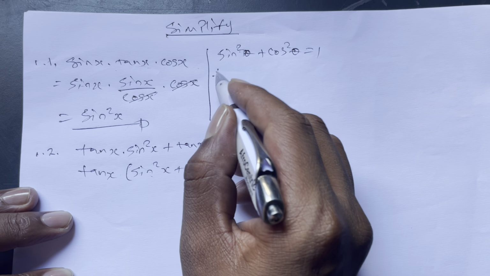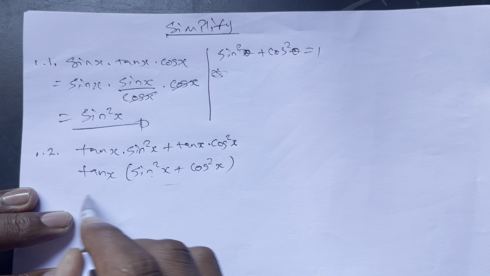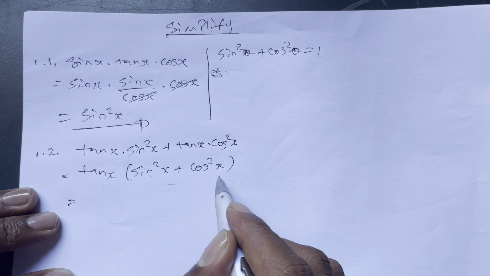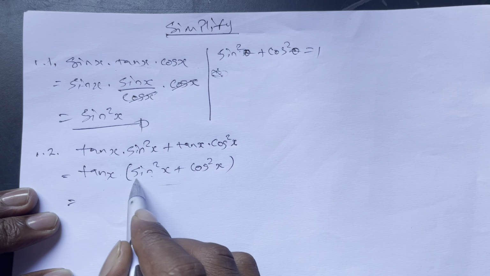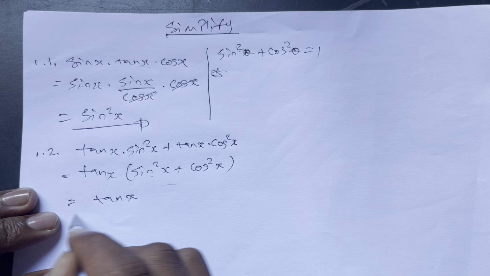Therefore, here this tends to 1, so it's tan x times 1, which will give you tan x.